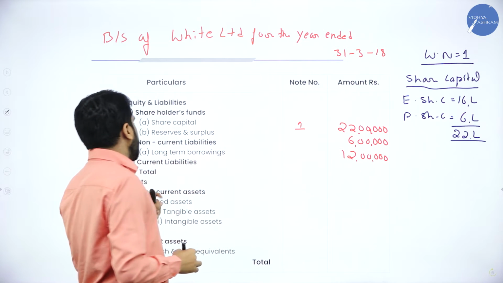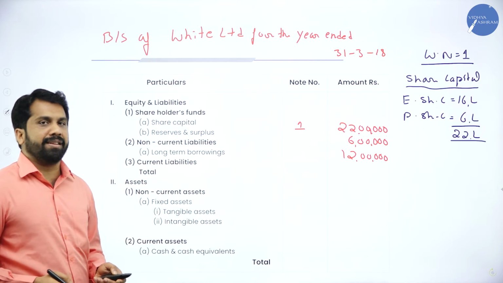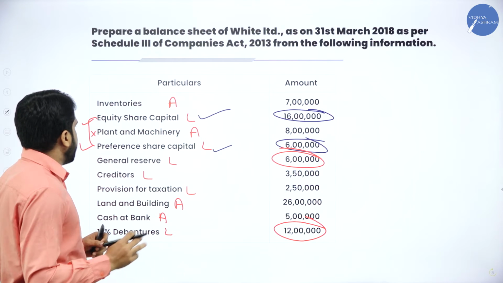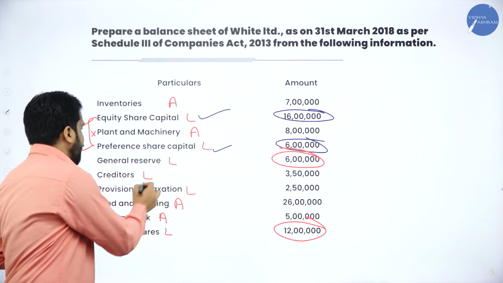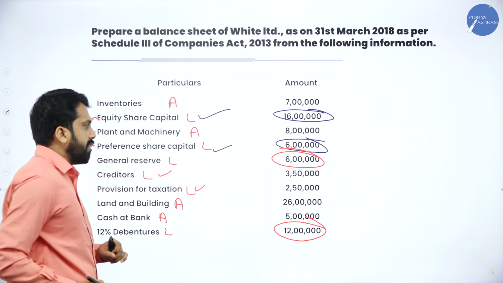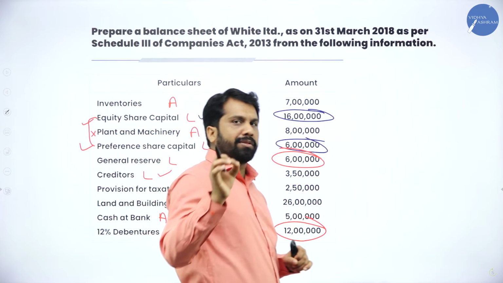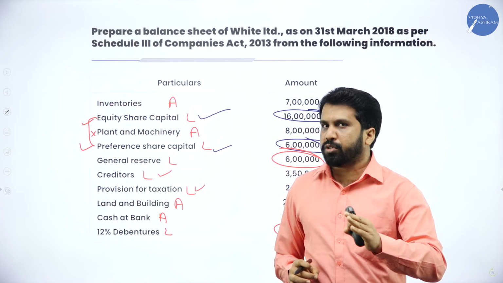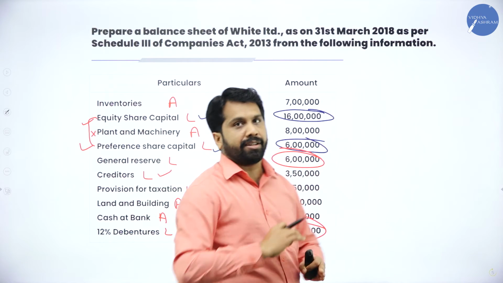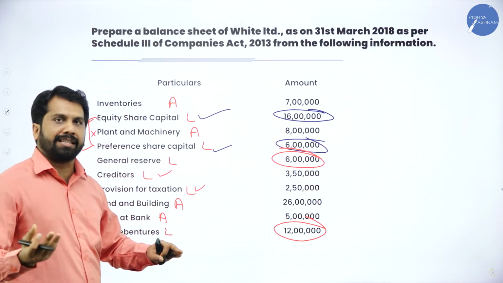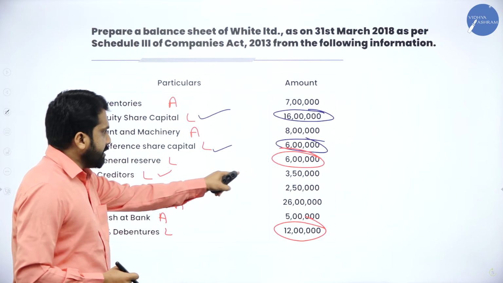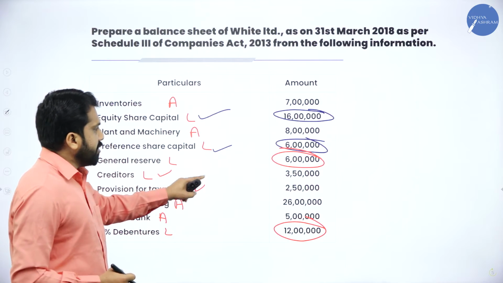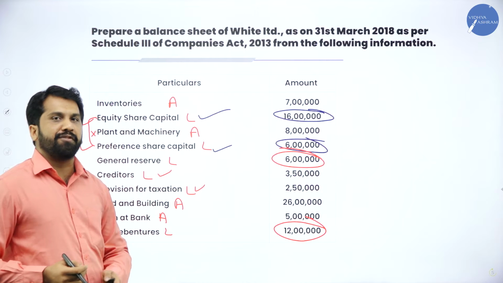Now, the last thing is current liability. In this current liability, what do we have? We have creditors, we have provision for taxation. If there are more than one item, what we should do? We should go for working note. We'll do working note, the answer we will write. Creditors 3,50,000, provision for taxation 2,50,000.